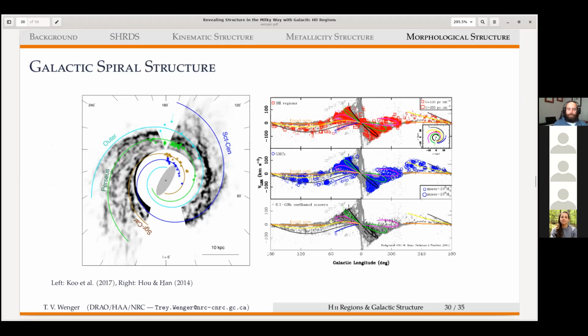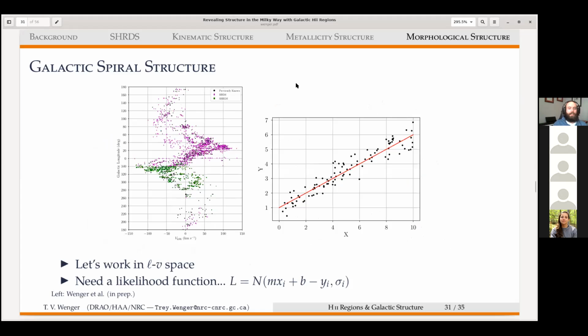Here on the right is another paper by Hao and Han in 2014, where they were doing something similar, comparing spiral models to the distribution of a bunch of things like H2 regions, giant molecular clouds, and then of course the maser sources. Typically how people approach this problem though is they transform their data into a face-on view of the Milky Way and then try to fit a spiral model to that. And unfortunately for H2 regions, which is what I'm interested in, distances are hard. And so getting the distances to these nebulae is challenging. And so actually doing this in a face-on view is impractical.